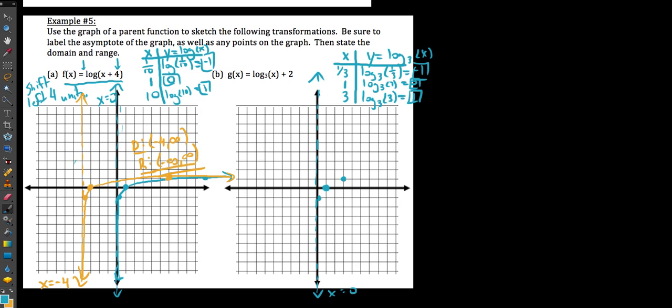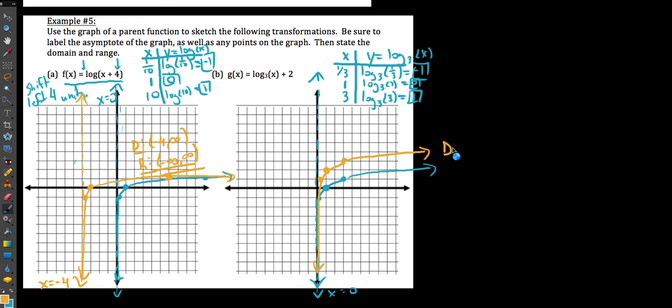So you can see that this really just looks like our parent function for our common log we did on the last problem, except it's just not as flat. So shifting these, it looks like our shift this time is a shift up 2. So if I shift everybody up 2, this is now at a height of 2. This one was at a height of 1, now it's at a height of 3. This was at a height of negative 1, now it's at a height of positive 1. We get this new graph that looks like our original parent function. It just is shifted up 2.